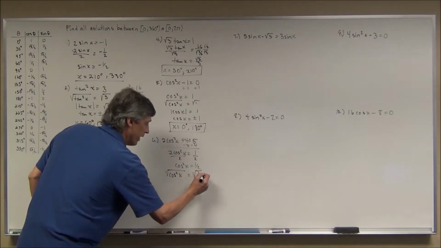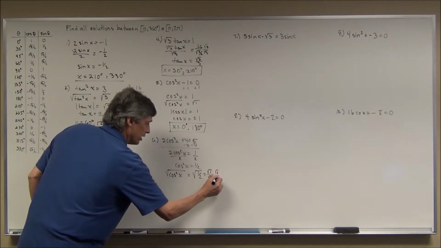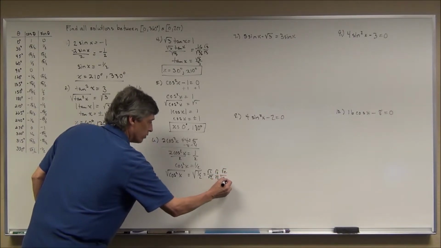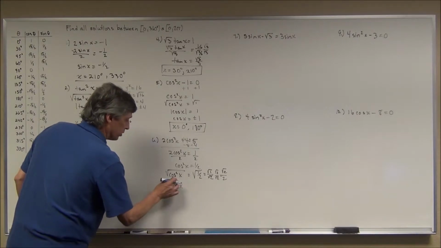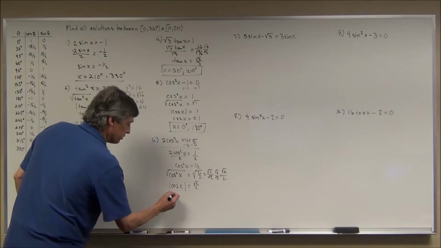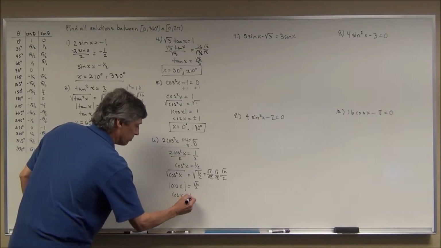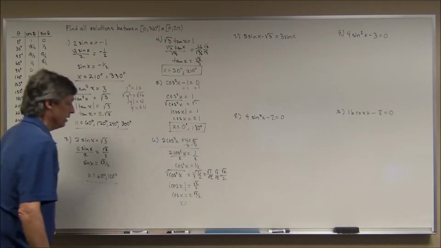And the square root of 1/2 is the square root of 1 over the square root of 2. And if I rationalize it by multiplying top and bottom by the square root of 2, this is the square root of 2 over 2. So now I have the absolute value of the cosine of x, because I took the square root, is equal to the square root of 2 over 2. I drop the absolute value, I get the cosine of x is equal to plus or minus the square root of 2 over 2. So I'm going to have 4 angles here.